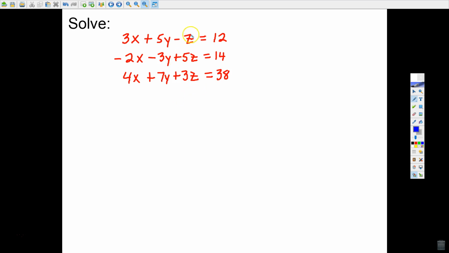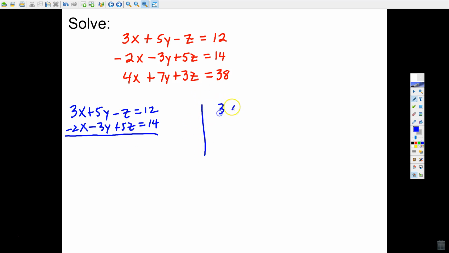So I'm going to do this. I'm going to target this z because it just has a coefficient of 1. So I'm going to do my two pairs as the first and the second, and then I'm going to pair up the first and the third. Okay, so that's going to look like this. 3x plus 5y minus z is 12, paired up with the middle, -2x minus 3y plus 5z is 14, and we're going to intend on eliminating z.